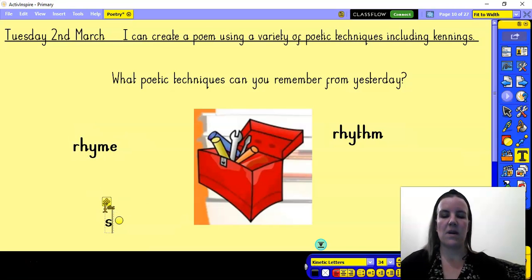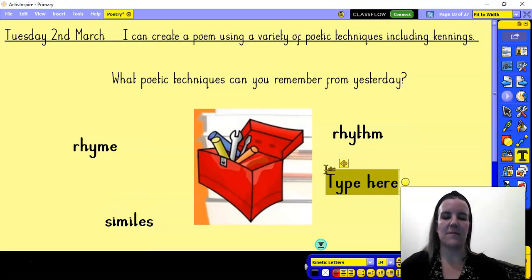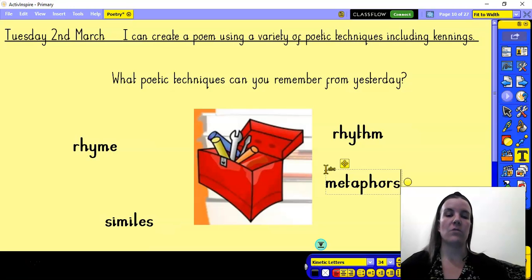I wonder if you could remember similes, because we know that's when we use the word like or as to describe something as being like something else, when we compare something. What else? Yes, that new piece of learning from yesterday: metaphors. I know you had a go at writing your own metaphors yesterday as well. You'll remember that a metaphor is where we describe something as something else to give us a little bit more information about it. I saw some really great metaphors that you had a go at using yesterday.